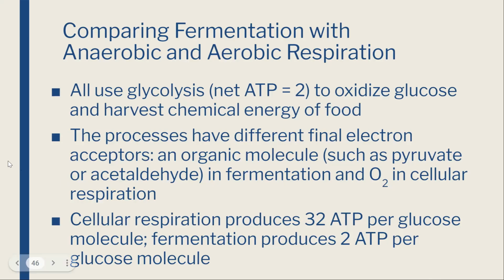Okay, so aerobic respiration is cellular respiration because it has that air or oxygen, and anaerobic respiration is lacking in oxygen. And so the anaerobic respiration is only going to make 2 ATP, and you get those from glycolysis, while cellular respiration or aerobic respiration generates somewhere around 32 ATP. So a lot more efficient than fermentation or anaerobic respiration.